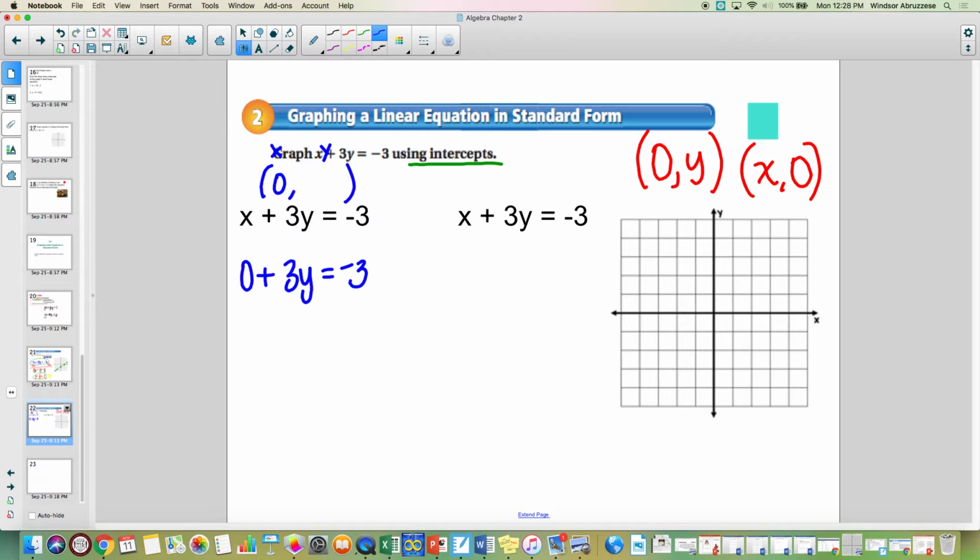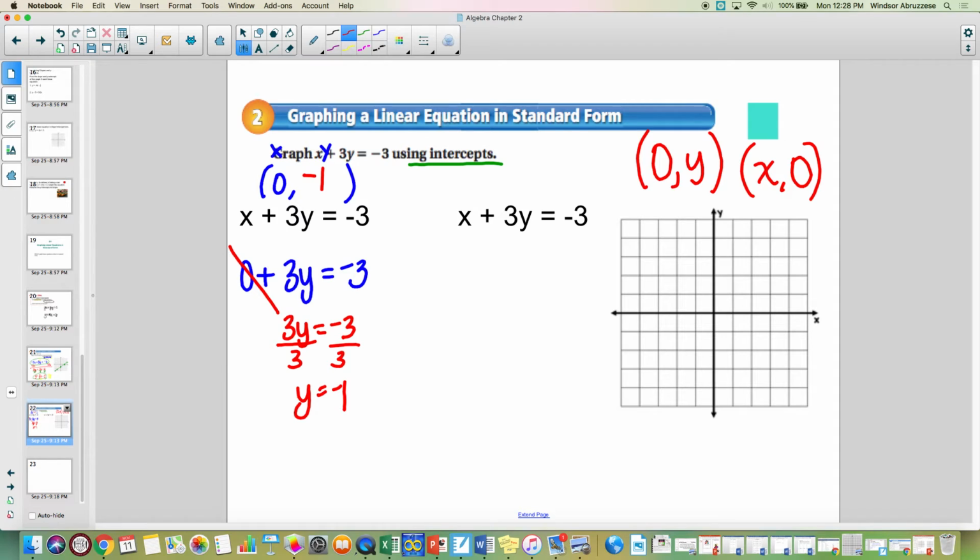Now solve for y. Well, this is actually gone. And you're left with 3y equals -3. Divide by 3, divide by 3, y equals -1. And you put that in your solution. That's your first intercept.